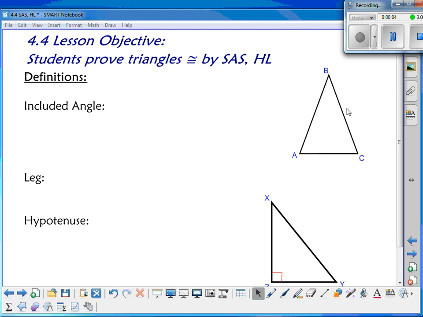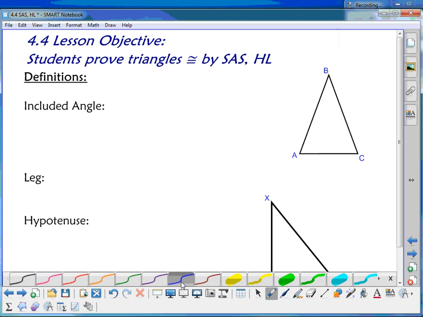Today's lesson objective: students will prove triangles congruent by side angle side and hypotenuse leg. So we've got a couple of definitions we need to talk about. First is the definition of an included angle. An included angle is an angle between two adjacent sides.